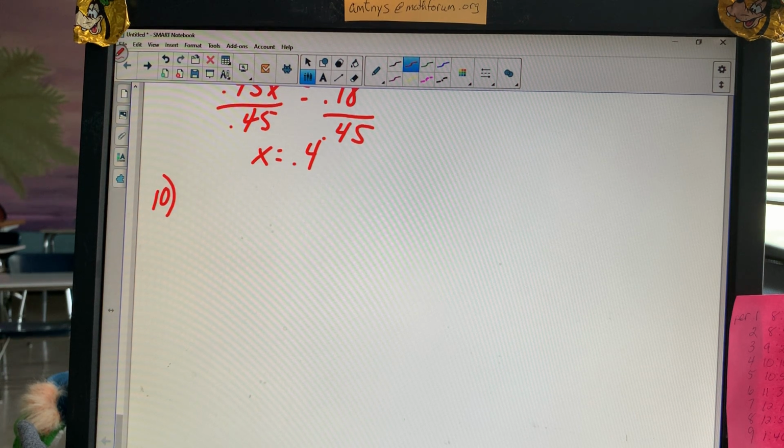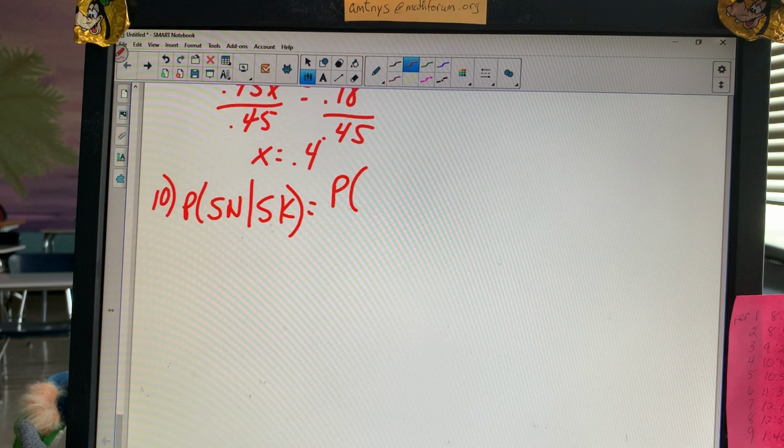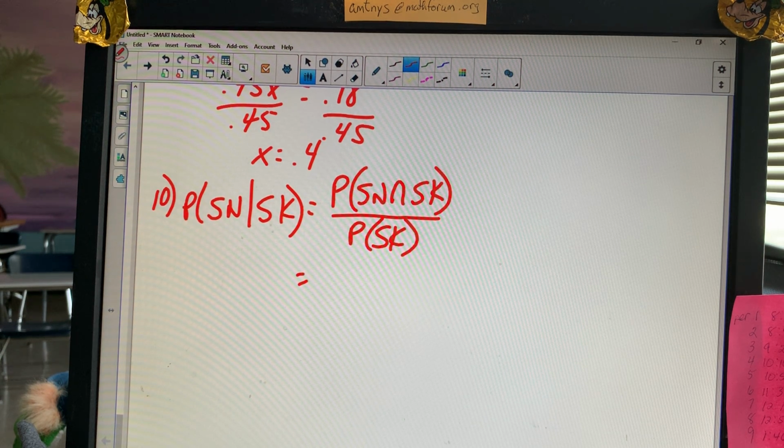Finally, number 10, we have a two-way table we are looking at. We want to know if liking snowmobiles and skateboards are independent of each other. I'm going to do a conditional probability, so I will do the probability of snowmobiles given skateboards. That is going to be the probability of snowmobiles and skateboards over the probability of skateboards, which is going to be, there are 80 that like both, there are 125 that like skateboards.